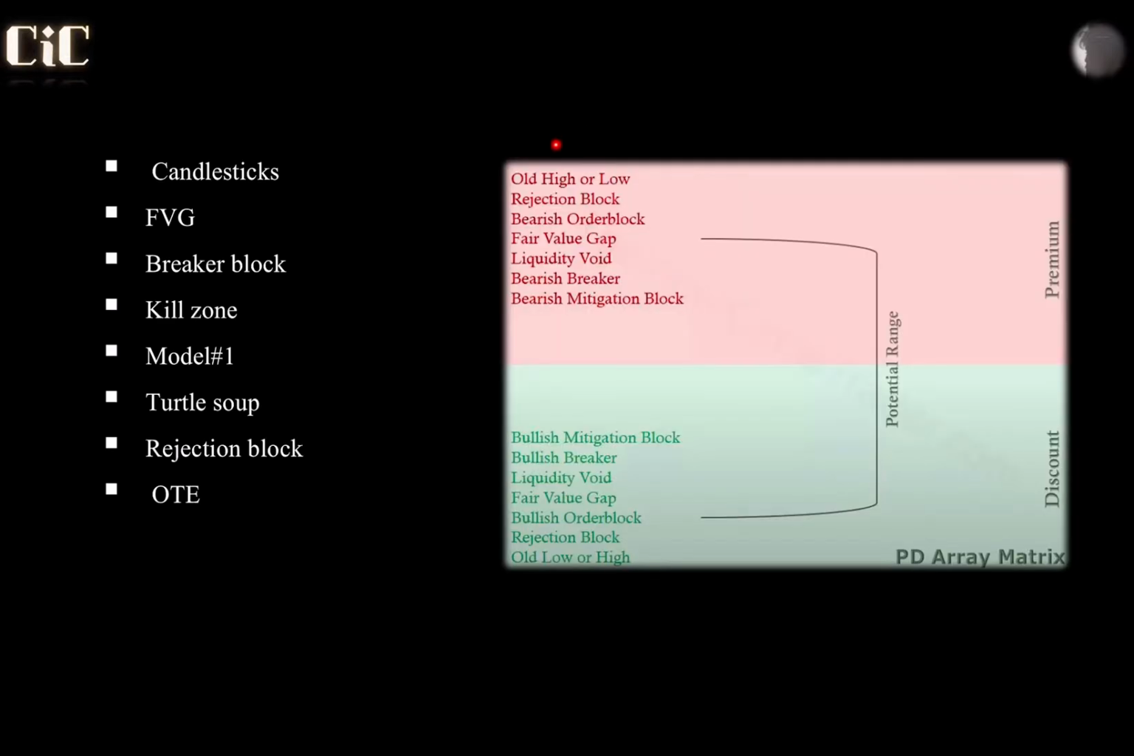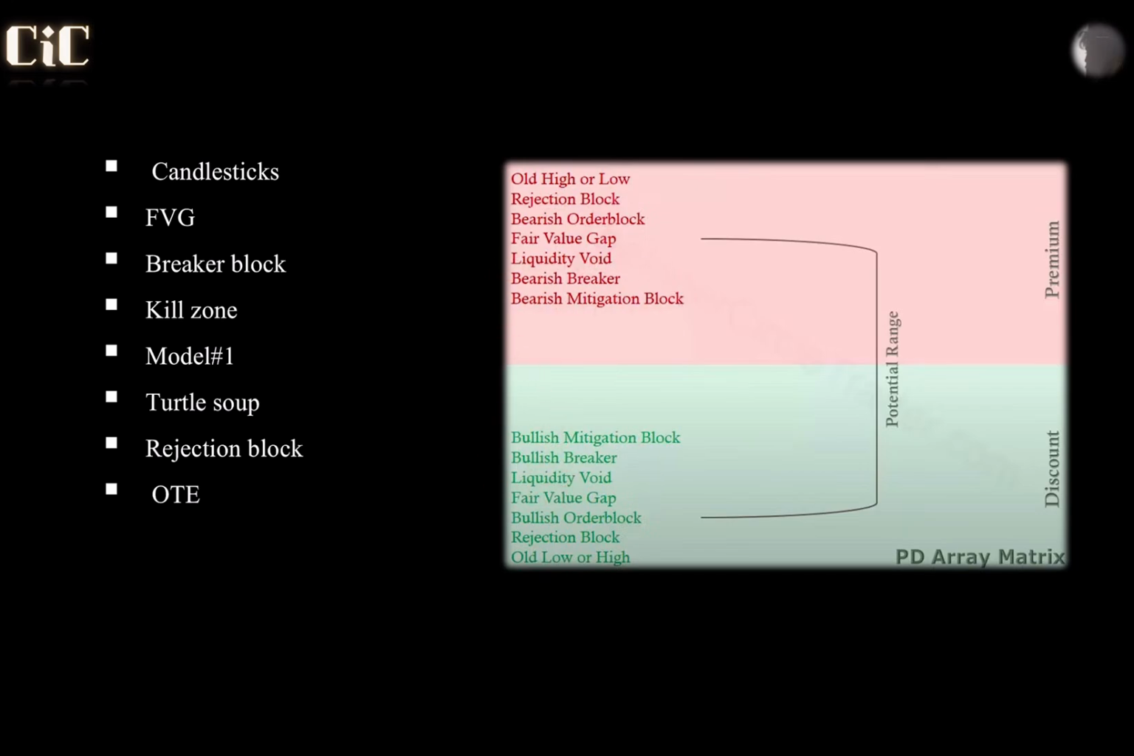All right, folks, before delving into the deeply technical chapters of 2 and 3, here's a quick run through to correct the terminology we use on a day-to-day basis as security traders. So on the right side, we have the PD array matrix with all the different key levels that we look for before entering a trade.